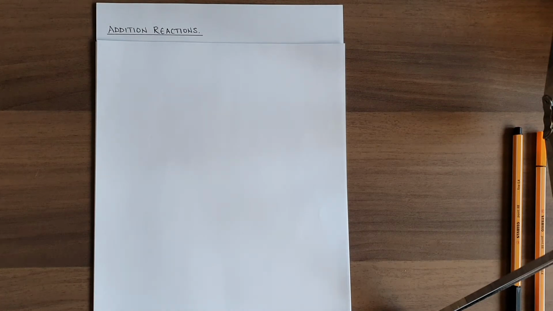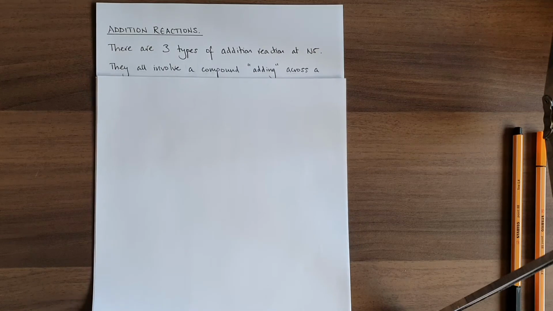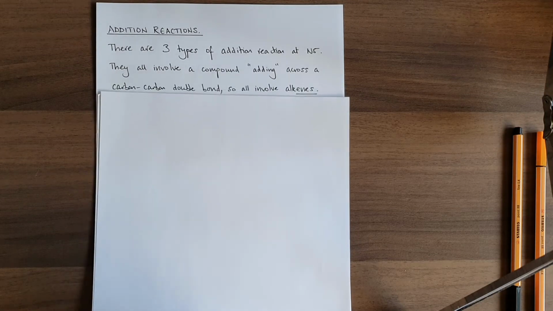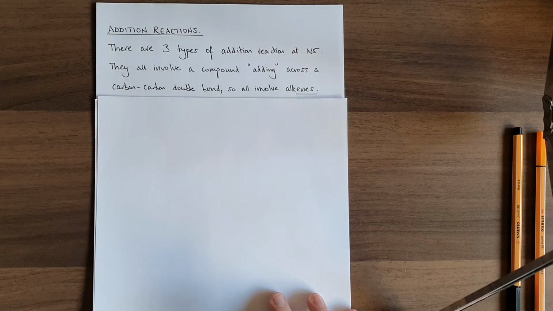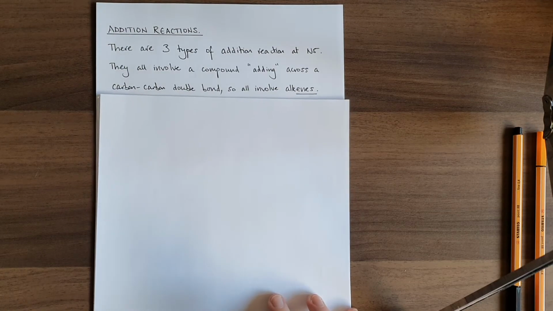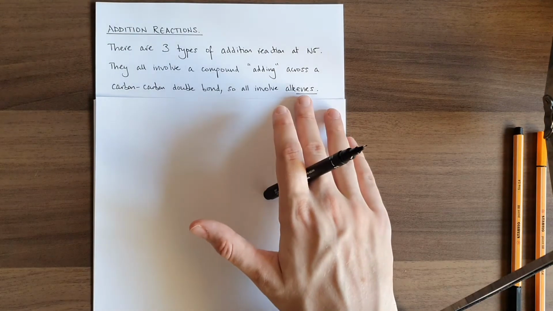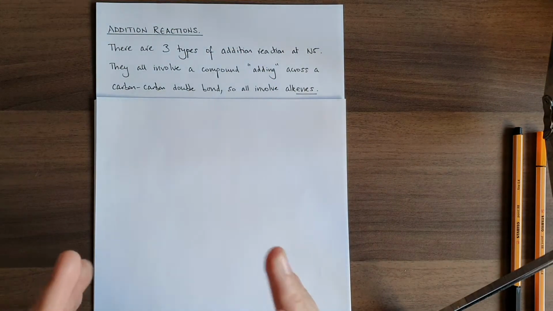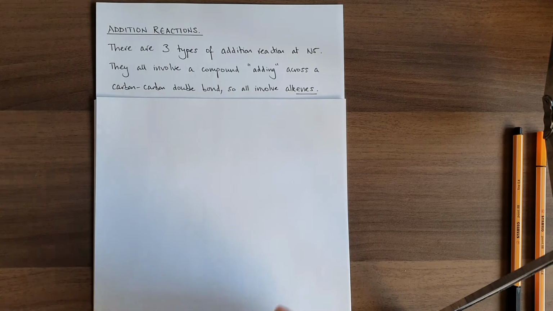So in mentioning that that was an addition reaction, what we now need to consider is that there's actually 3 different types of addition reaction at National 5 level. And they all involve a compound that adds across a carbon-to-carbon double bond. And because they require that carbon-to-carbon double bond, they all involve alkenes. So when we think of addition reactions, we're thinking of adding something across a double bond.